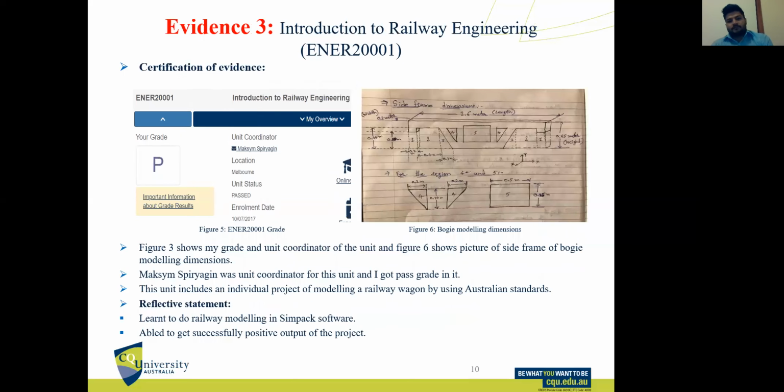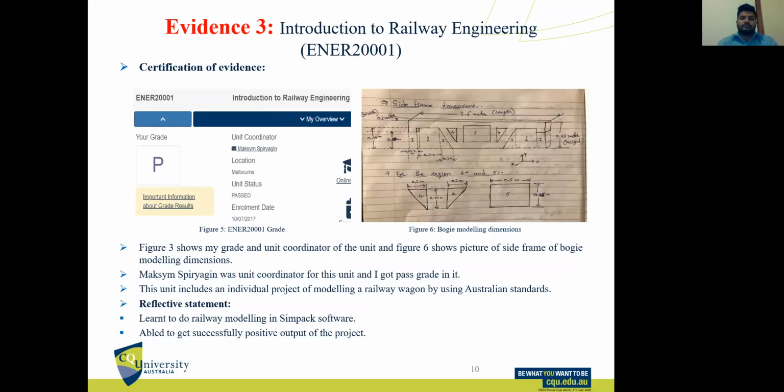Moving to the next slide, introduction to railway engineering. I've done this unit and got a pass grade in it. Maxim Springyagin was my coordinator. This unit includes an individual project of modeling a railway wagon using Australian standards.